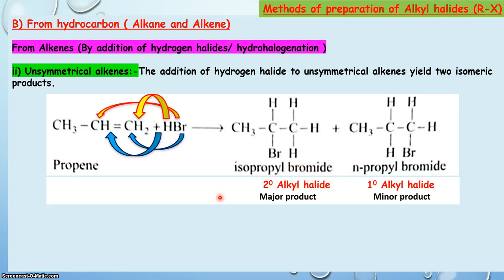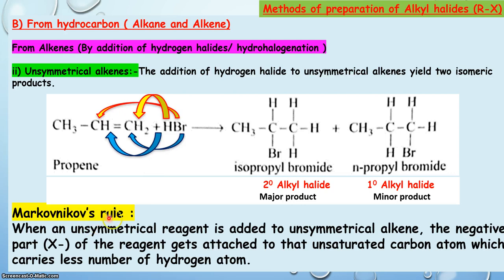The Russian chemist Markovnikov studied hydrohalogenation of a number of unsymmetrical alkenes and formulated a general rule in 1869, and that is Markovnikov's rule. What is this Markovnikov's rule? When an unsymmetrical reagent, what is an unsymmetrical reagent? Hydrogen halide is an unsymmetrical reagent, is added to an unsymmetrical alkene, that is this unsymmetrical alkene.